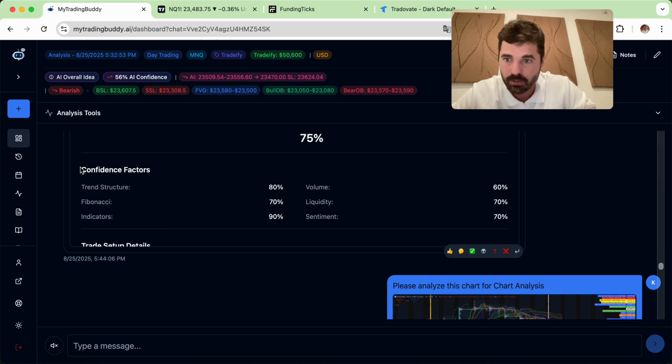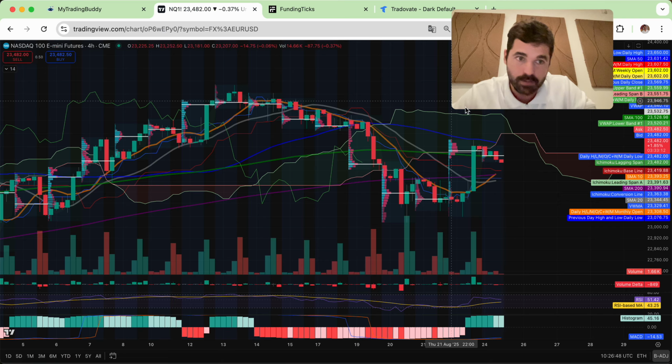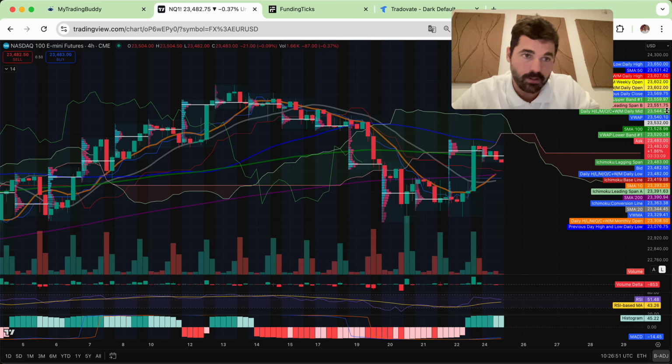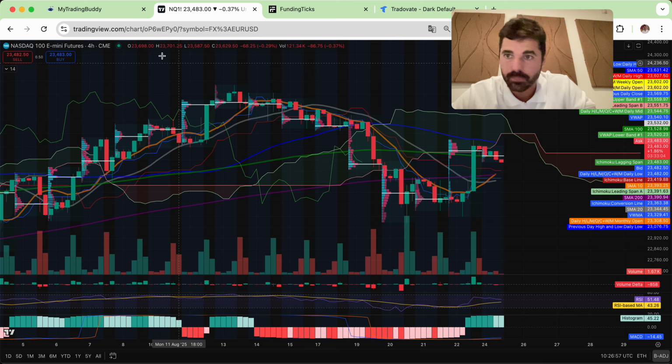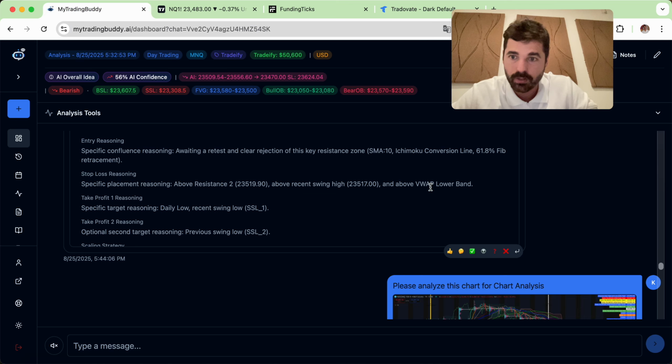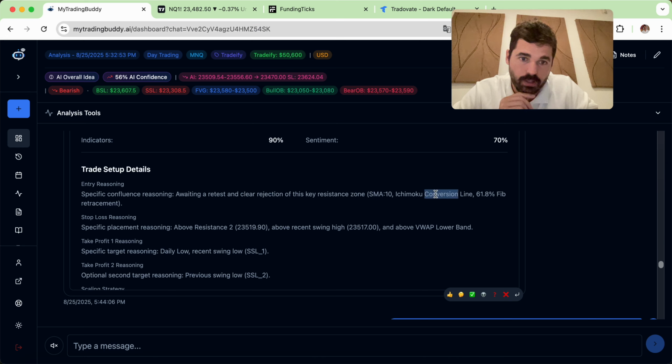And you can see the calculations here. It gave 80% confident based on trend and structure, 70% based on the Fibonacci, 90% based on the indicators. And these are like the indicators like daily high, daily low, VWAP, SMA, Ichimoku Cloud, etc. And you can like read the AI's reasoning. So awaiting a retest and clear rejection of the SMA 10, Ichimoku Cloud line, and this Fibonacci retracement level, etc.